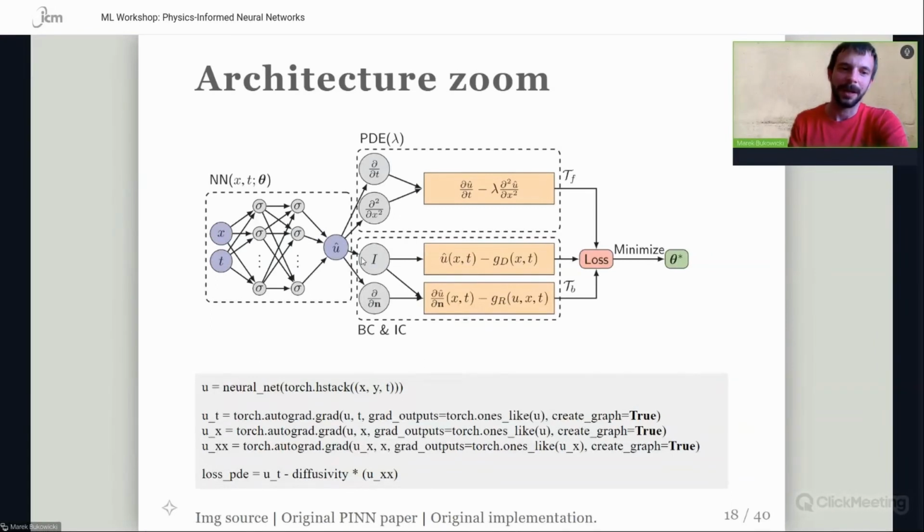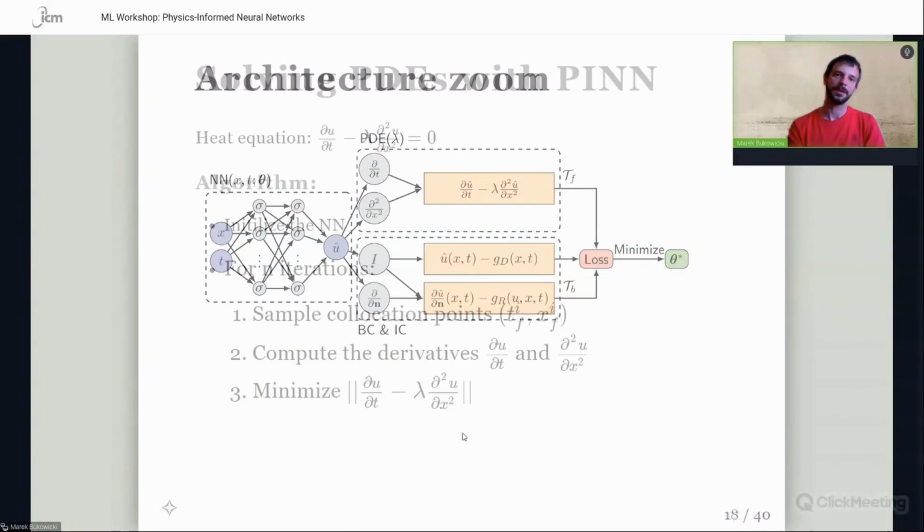And here's the code snippet I told you before. So how do we calculate the derivative over t, the first derivative of x, and the second derivative of x? We'll tell about this in a moment. But as you can see, this is a few lines of code, not much. And in the loss, you may also see the physical loss is the derivative over t minus the parameter diffusivity times the second derivative over x, which is exactly this equation.